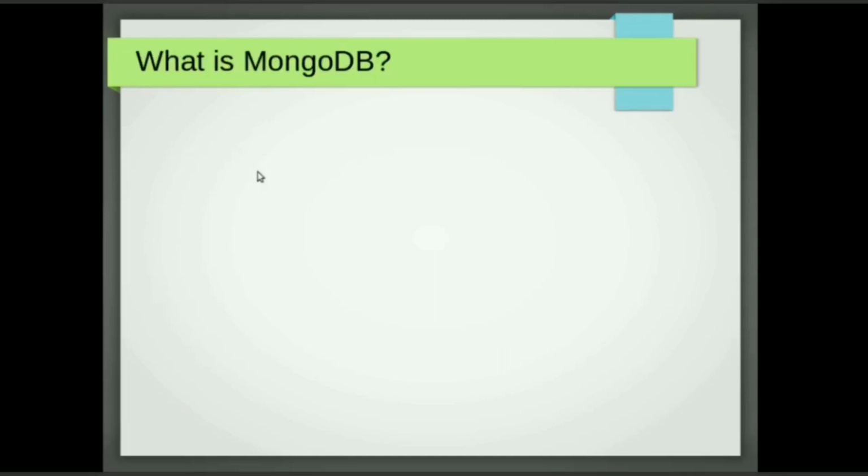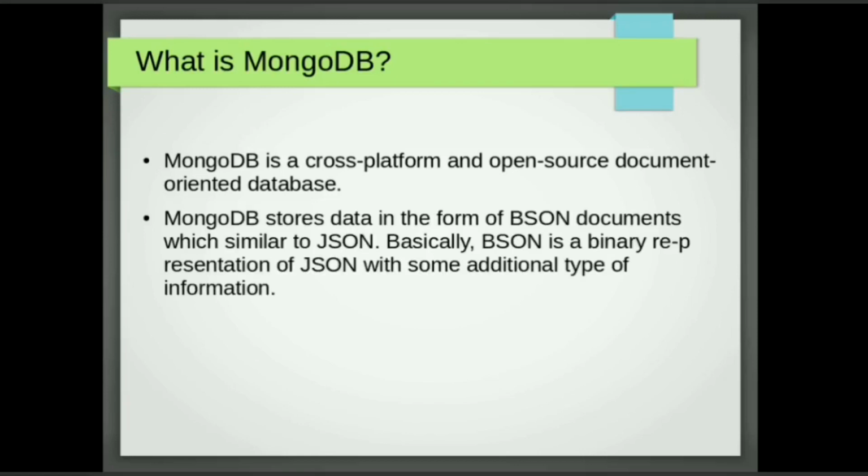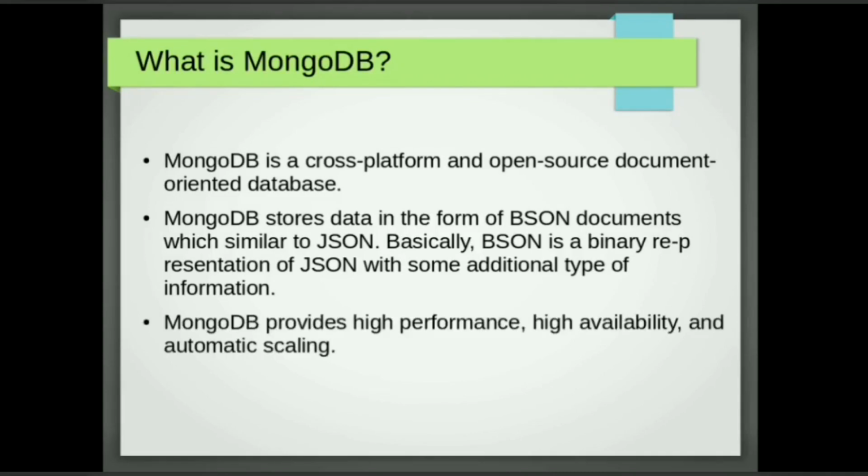First, let's understand what is MongoDB. MongoDB is a cross-platform and open-source document-oriented database. And why is it called a document-oriented database? Because MongoDB stores data in BSON document format, which is similar to JSON. Basically, BSON is a binary representation of JSON with some additional type information. MongoDB provides high performance, high availability, and automatic scaling.